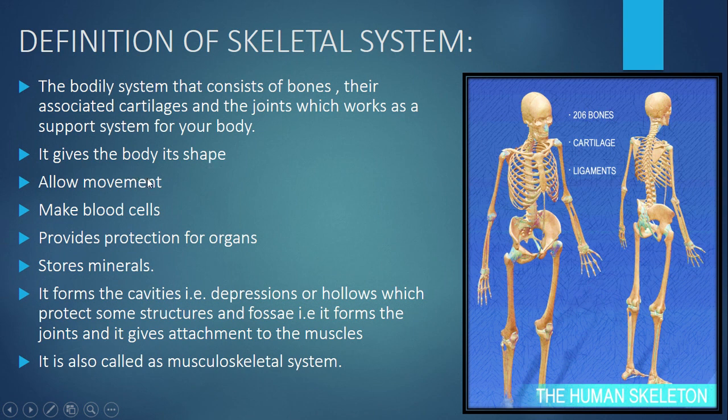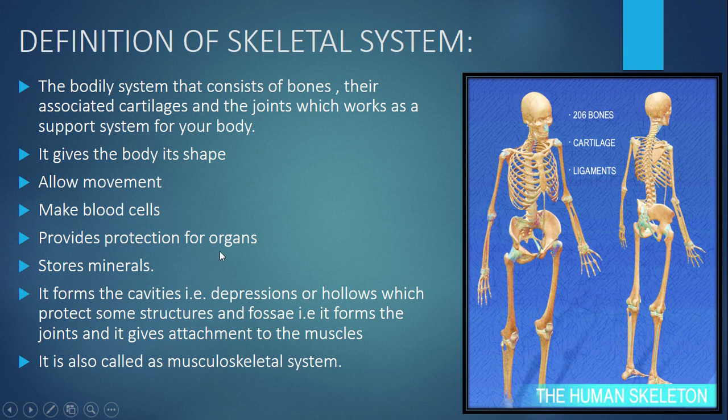It allows movement and makes blood cells. The long bones are the main thing, and some of the flat bones help in the production of red blood cells in the body because of the bone marrow present in these bones. This is what helps in the making of blood cells.